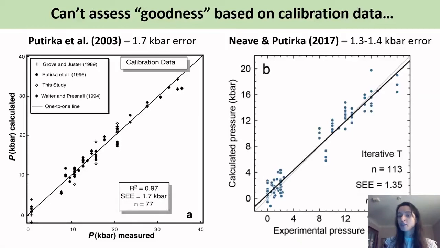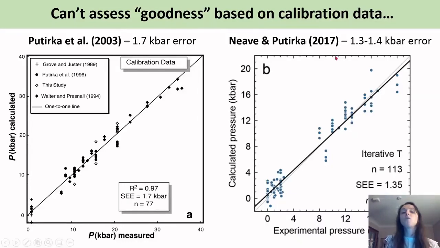If you overtune a model enough, you could perfectly fit your calibration data. This is not an assessment of how this model is going to behave on data it hasn't seen before. Similarly, a lot of studies quote 1.3 to 1.4 kilobars of error for the Neve and Peterka barometer. Again, this comes from this figure in the paper, which is the data used to calibrate the model. If we want to assess a regression, what we need is data that was never used at any point during the calibration routine, to then feed that data into the barometer and to check how good a job it's doing.